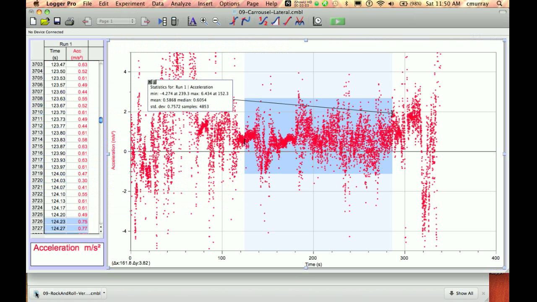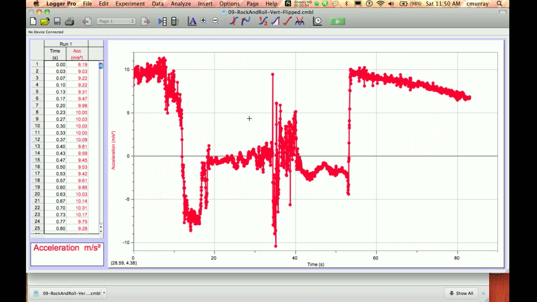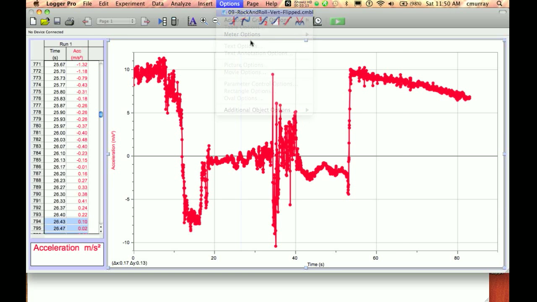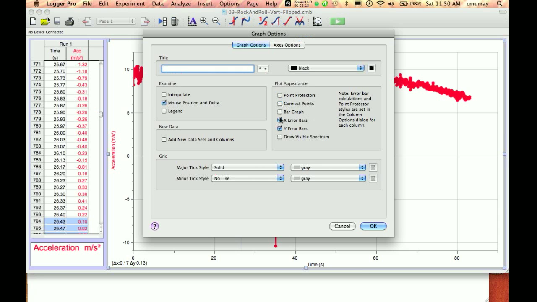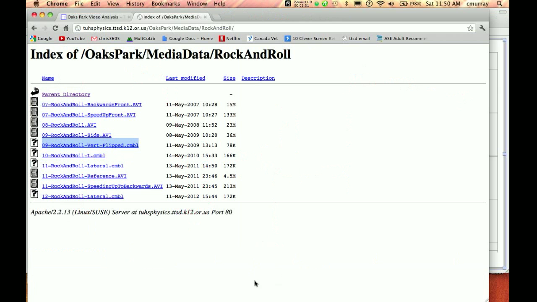Okay. Maybe it's just upside down. Don't save. No, it's interesting. What's an interesting thing? I have no idea what that is. Okay, so let's click on this thing. Let's go options, graph options. Point protectors. Who wants those? I have no idea. Let's just look at the points. I'll bet this is our g-force. I have no idea. Yeah, I don't think maybe we don't have g-force on there.